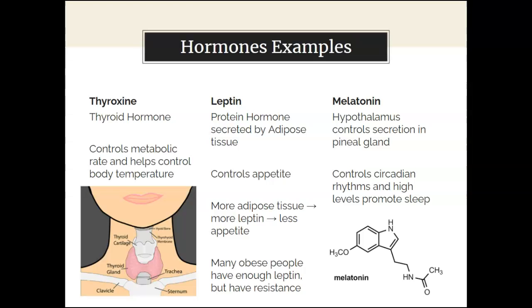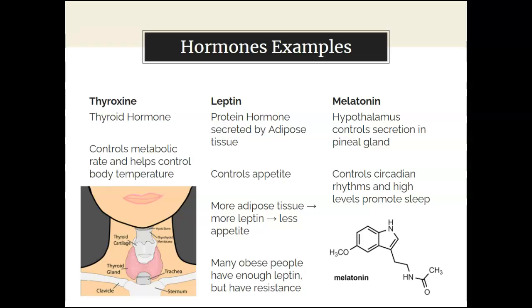Some examples, these are clearly not the examples from 2 slides ago. These are new ones, so you should definitely know about them. Thyroxine is a thyroid hormone, which makes sense because the prefix is almost identical. This controls the metabolic rate and helps control body temperature. So your body temperature is partially controlled by your throat area, which is interesting.